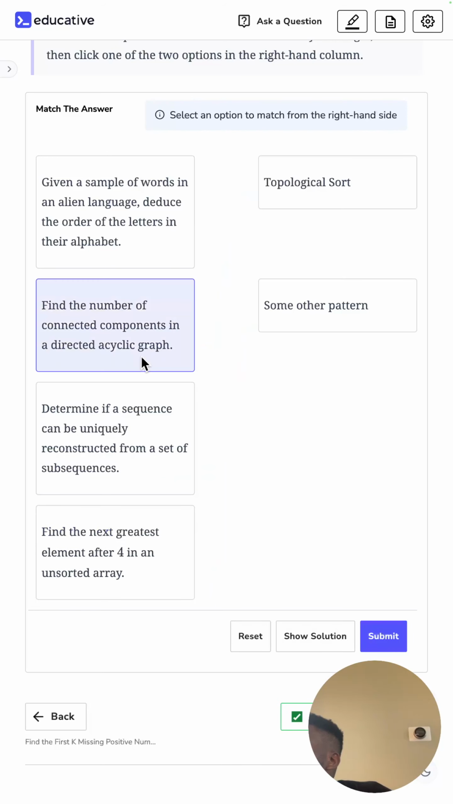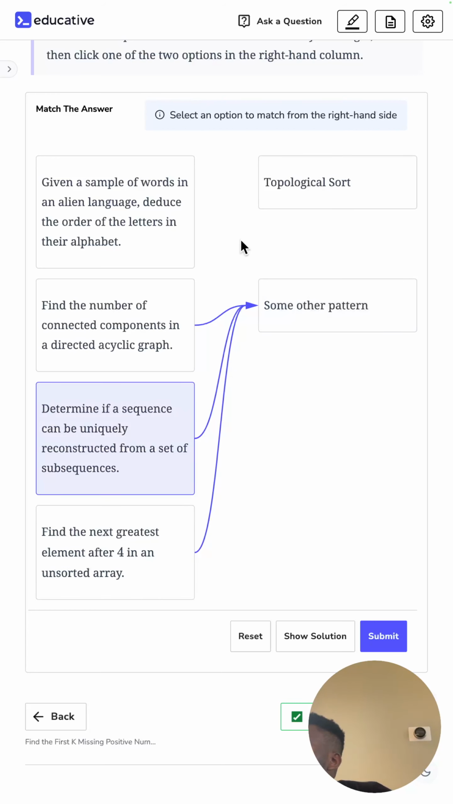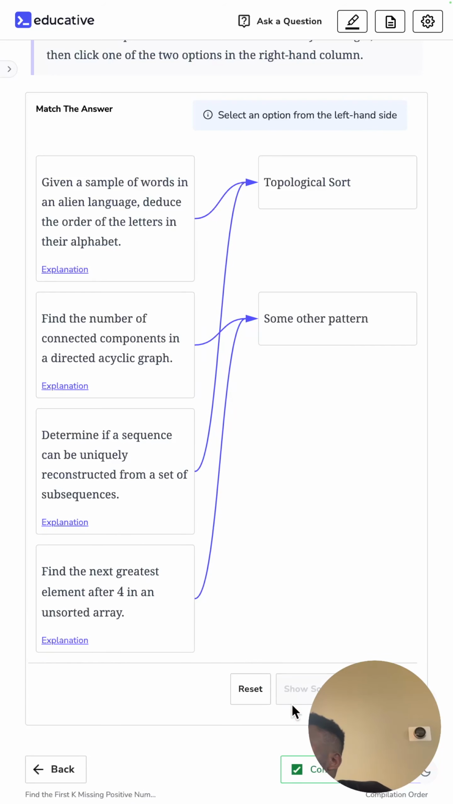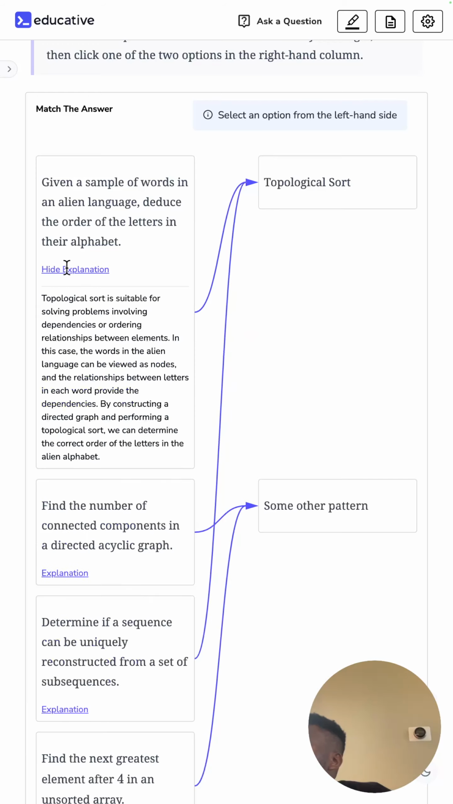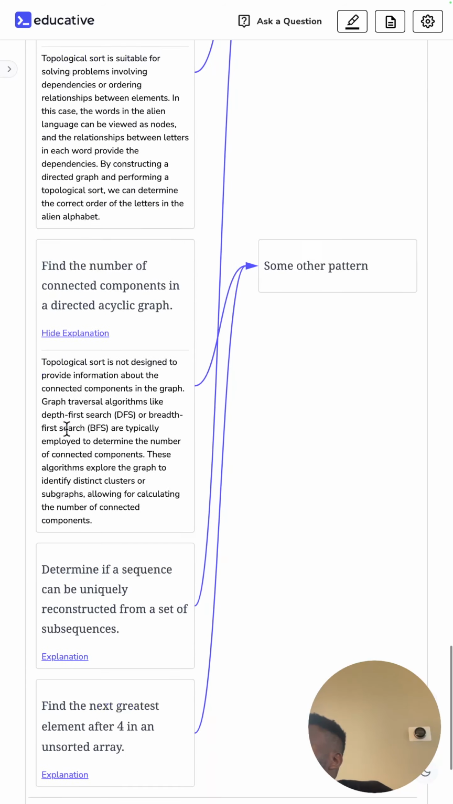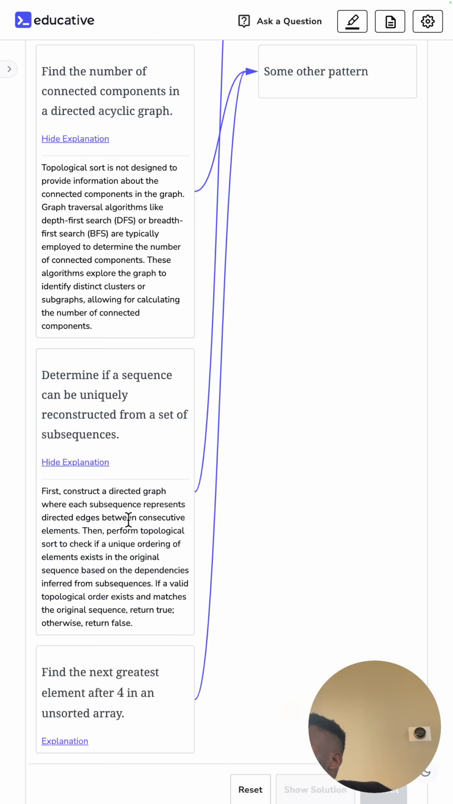Reset. Yep. So this is supposed to go here. This is supposed to go here. This is supposed to go here. Actually, no. This, yeah. And this is supposed to go here. Or I'm gonna show the solution. Okay. So this is here. And then there are a bunch of explanations.